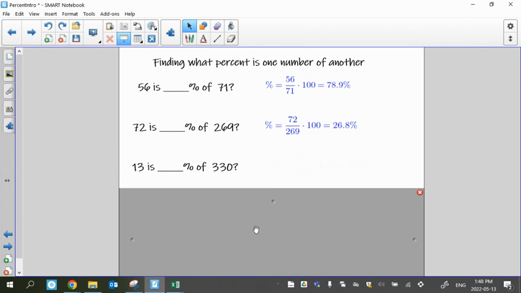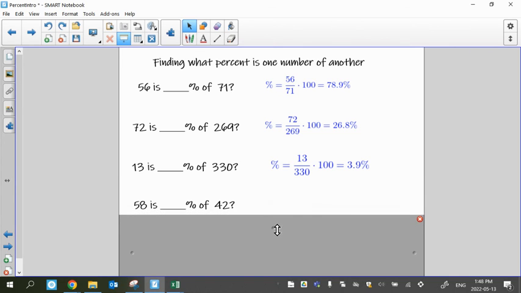Similarly here, 13 is a certain percent of 330. We would set it up in the same way. The percent we're looking for would be 13 divided by 330 multiplied by 100, so 3.9%.